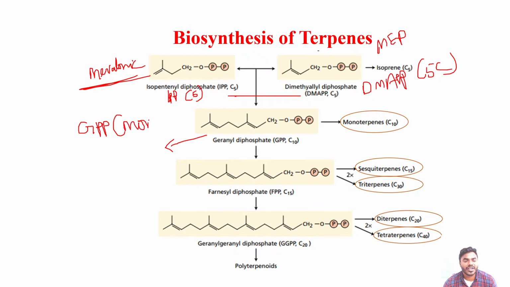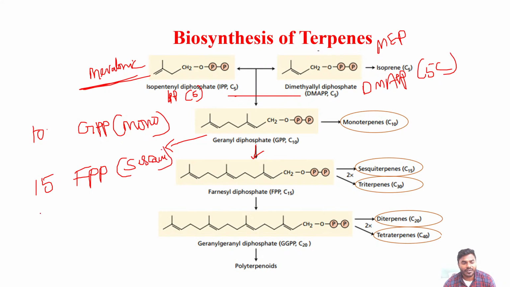How many carbons, friends? 10 carbon. Please don't get confused. Now this monoterpene combined with another isoprene unit will give rise to the 15 carbon. Please remember, friends, the example is FPP, because this is also asked in the exam. A 15 carbon containing compound we can call sesquiterpene. And if you add another isoprene unit, it will become 20.